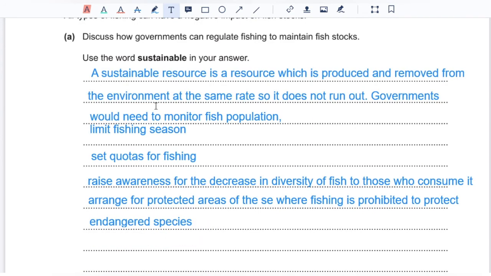And for this, governments will need to monitor fish population, limit the fishing season so that in the season that the fish breed, fishing them will not be allowed. Set down quotas for fishing, raise awareness for the decrease in the diversity of fish to those who consume it, and arrange for protected areas of the sea where fishing is prohibited to protect endangered species. Here I've got the spelling wrong.